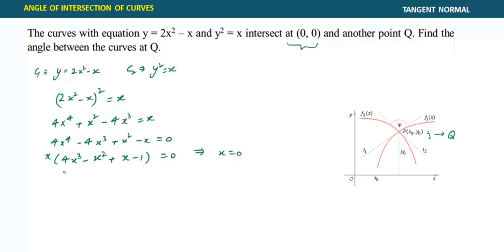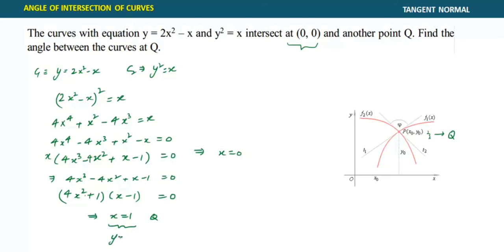So how will you do this now? That implies the remaining quantity should also be 0. This is what we are interested in: 4x cube minus 4x square plus x minus 1 equal to 0. If you clearly see, if you take x square common from the first two terms, it will become (4x square plus 1) into (x minus 1) equal to 0. And here this quantity 4x square plus 1 will not be 0, so the only solution will be x equal to 1. So this is actually the abscissa of your point Q, whose abscissa is x equal to 1.